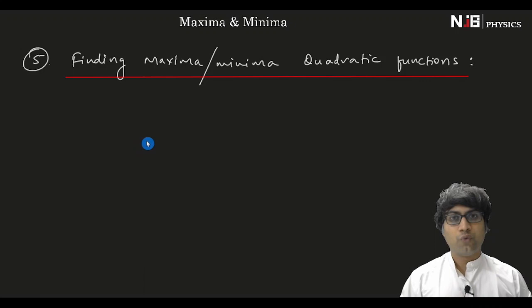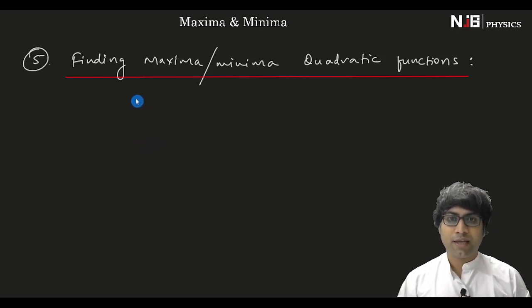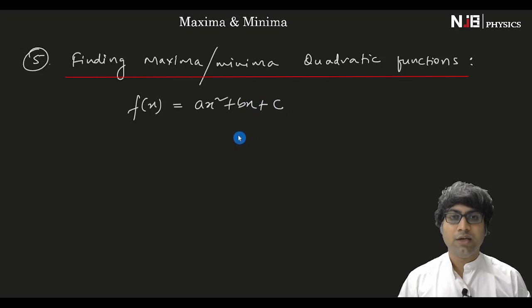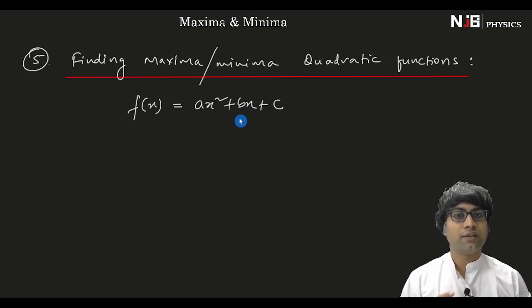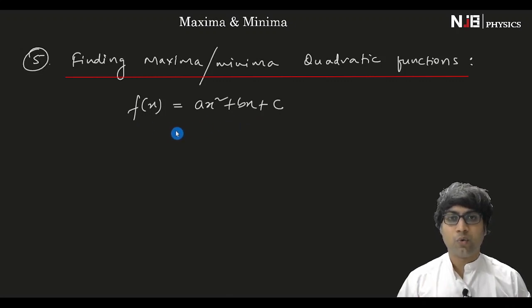Let's now see how we can find maxima and minima of a quadratic function. So let's imagine that we have a function f of x which is equal to ax square plus bx plus c. So it is a quadratic function. In fact, we have done this part in the quadratic function video as well. We are going to repeat it over here.